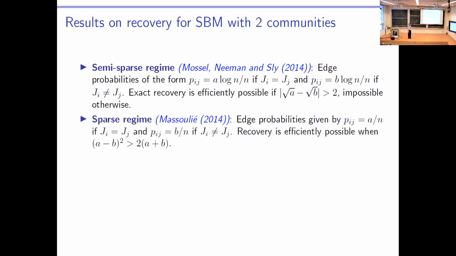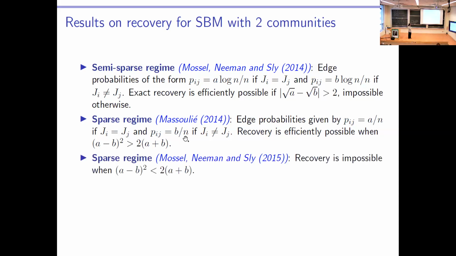In the sparse regime, where the expected degree is bounded, which is the same case that we are studying, the same question was addressed in two different parts. For the positive part, this is work of Massoulié in 2014 that says recovery is possible in the sparse setting when (a minus b) squared is greater than 2 times (a plus b). And the converse is also known, and also came soon after, by Mossel, Neeman, and Sly, that says that under that threshold, it's impossible. Right? So this is just the context of what is known.